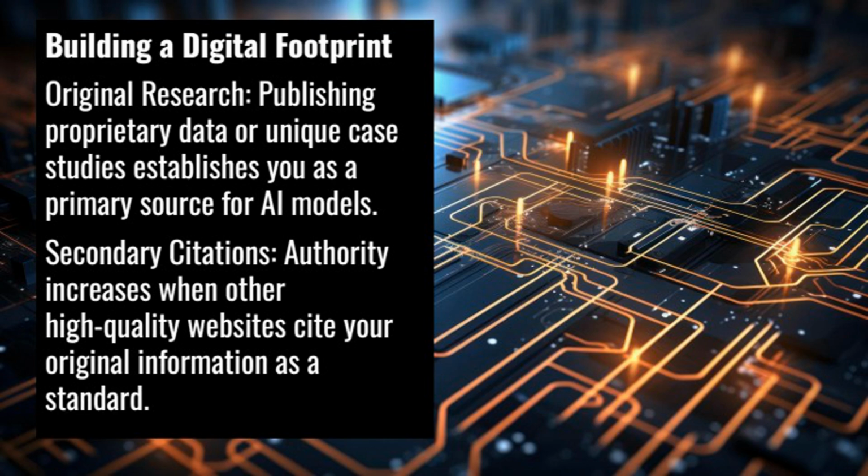To increase your potential to be used as an authority, you must focus on building a consistent digital footprint that emphasizes your unique expertise. This begins with producing original research, proprietary data, or unique case studies that do not exist elsewhere on the internet. When you publish data that other writers then cite in their own work, you become a primary source in the AI's knowledge graph. This secondary citation by other sites acts as a verification of your authority, signaling to the AI that your information is the standard for that specific subject.